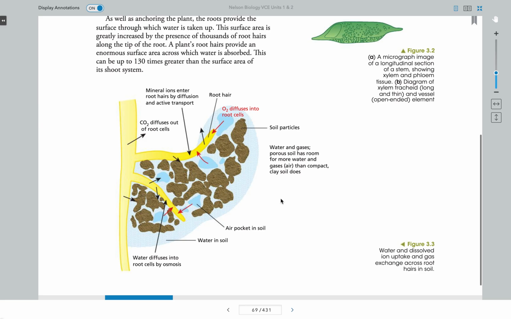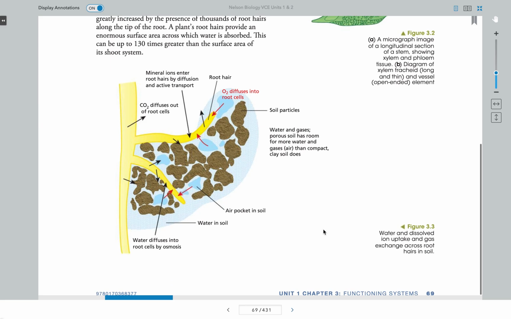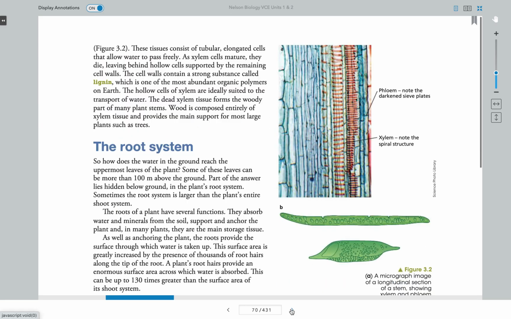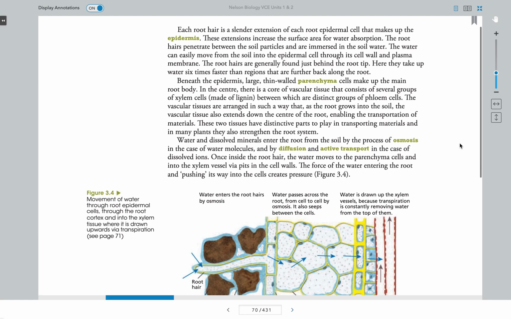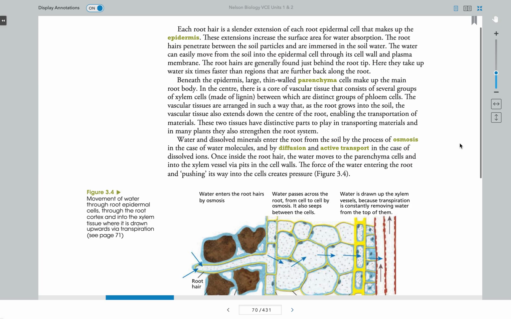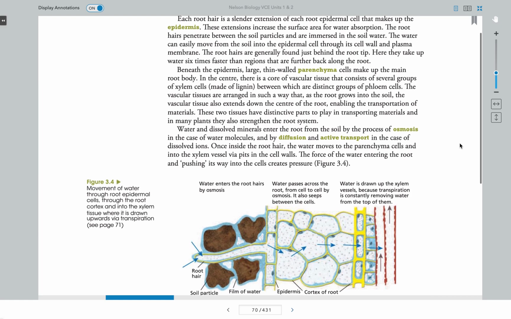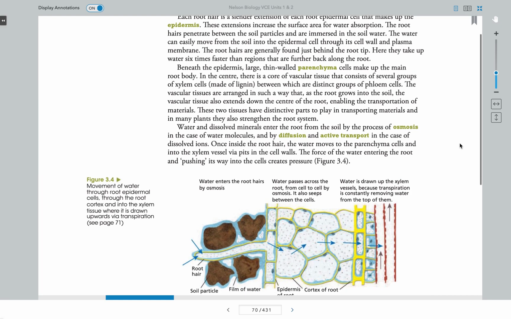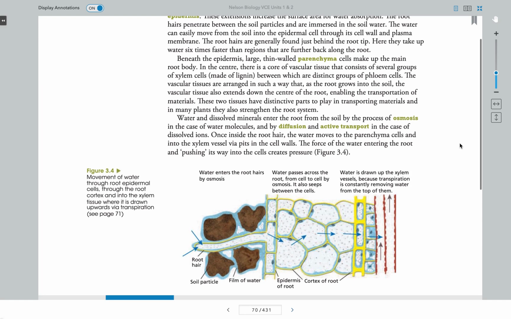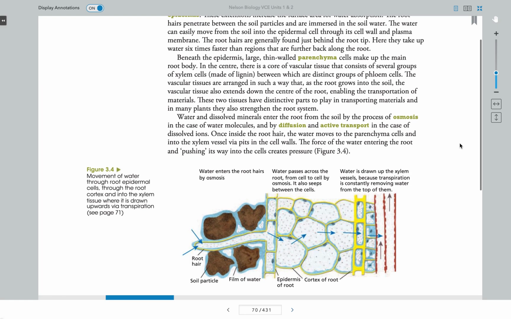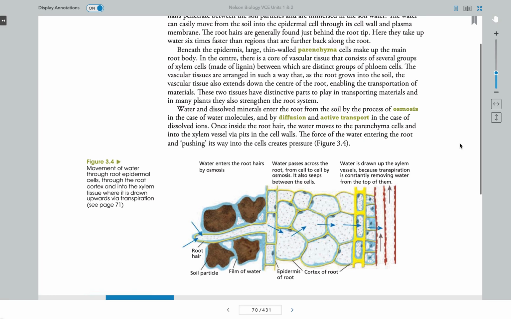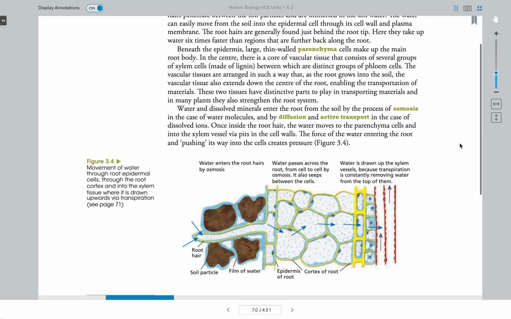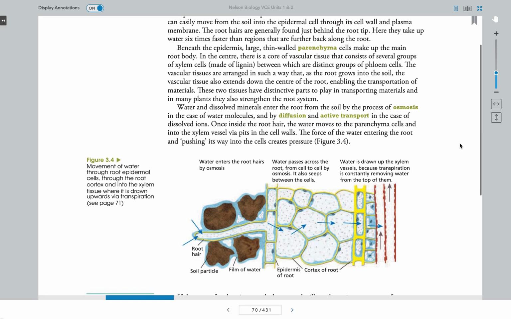And you can have a look at the diagram there explaining how this happens. Each root hair is a slender extension of each root epidermal cell that makes up the epidermis. These extensions increase the surface area for water absorption. The root hairs penetrate between the soil particles and are immersed in the soil water. The water can easily move from the soil into the epidermal cell through its cell wall and plasma membrane.